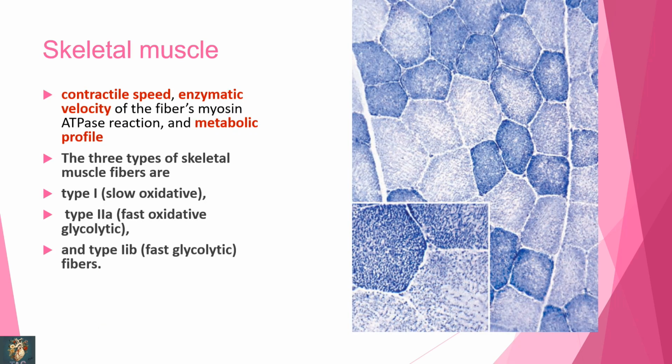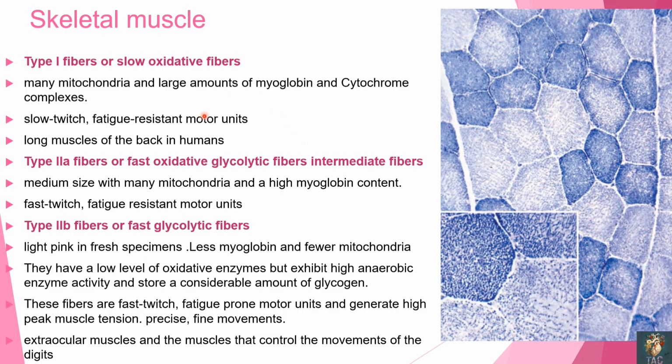We will discuss first the red type of muscle fiber on the basis of the contractile speed, enzymatic activity and fibers' myosin ATPase activity. The three types are: type 1, slow oxidative; type 2A, fast oxidative and glycolytic; and type 3, fast glycolytic. So what are the type 1 fibers? They are the slow oxidative fibers. Many mitochondria, a large number of myoglobin and the cytochrome complexes. The important feature is the large number of mitochondria, a large amount of myoglobin, which is an oxygen carrying protein in the muscle cell, and cytochrome complexes which are present.